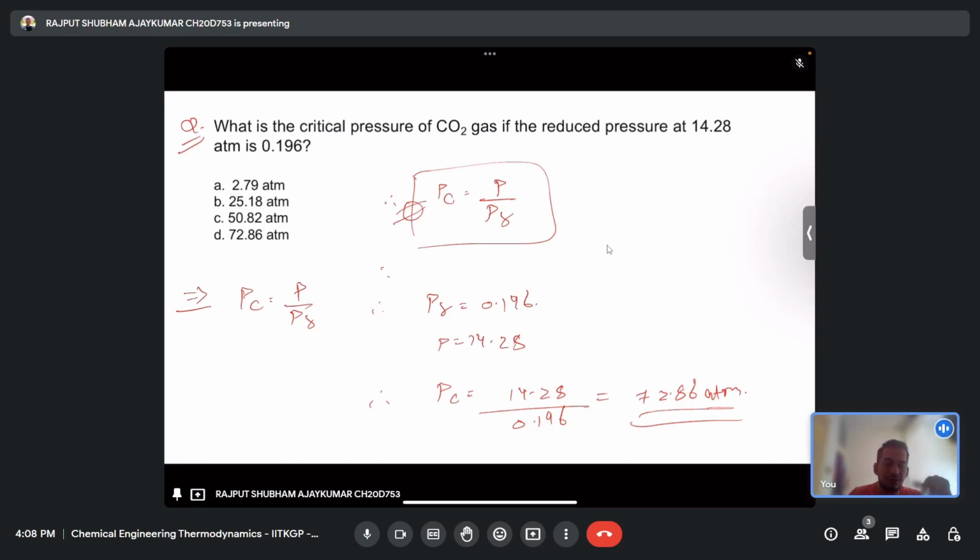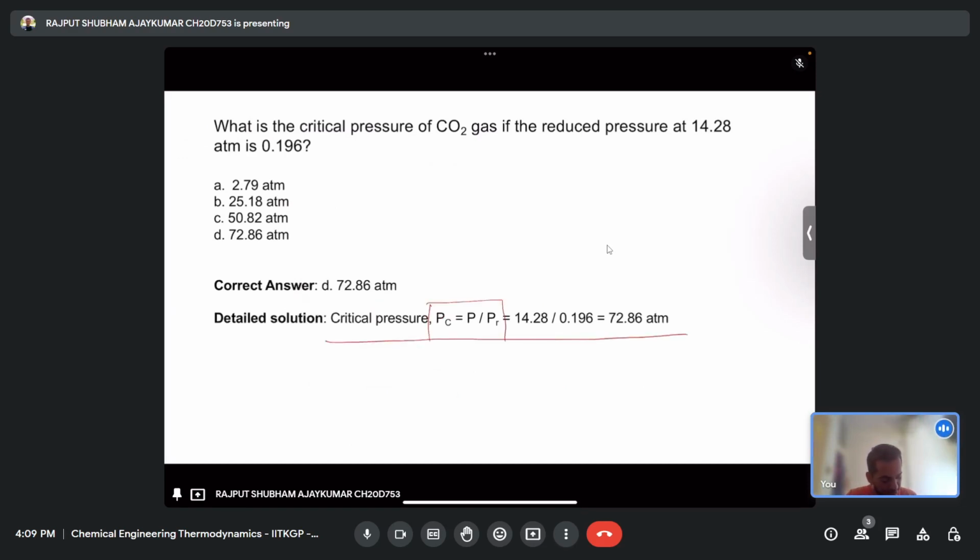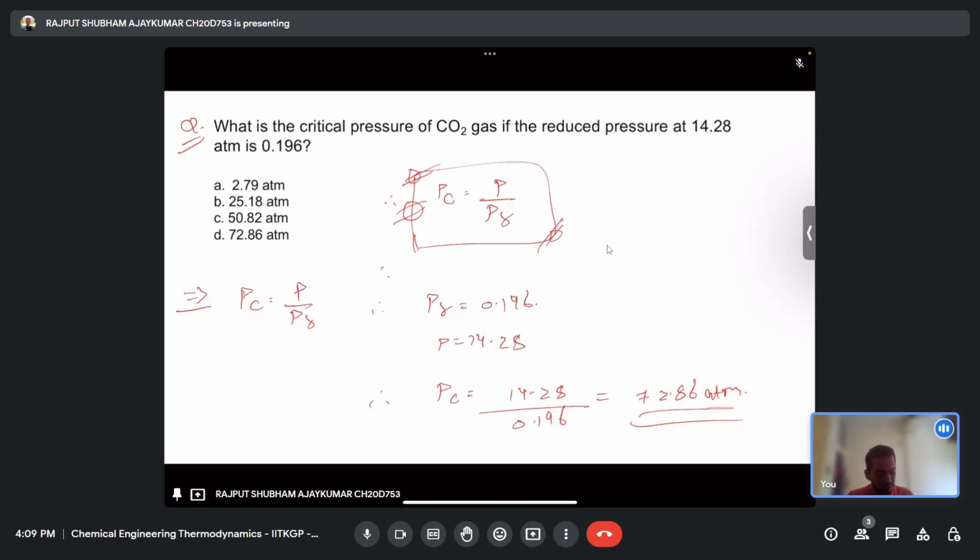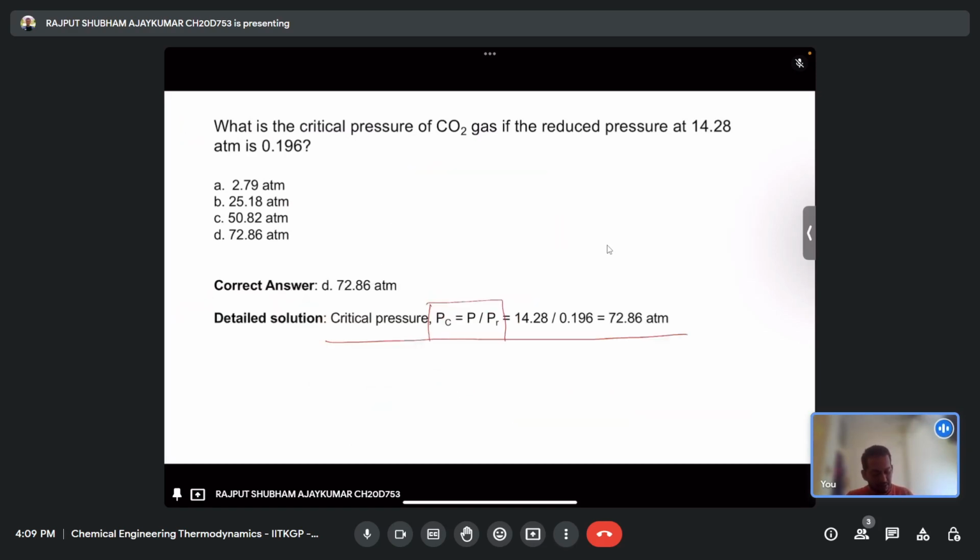Because in that question they will not ask you to calculate critical pressure, they will ask directly for the final answer. Okay, and at that point you don't know how to calculate critical pressure. So that's what I'm showing, how to calculate critical pressure and how it's related to the reduced pressure and the actual pressure. The concept for this has already been shown in the class, so I don't want to just show the concepts. Instead, I will try to solve the numericals. It will be much more interesting to you guys. So like I said, the critical pressure is related to the actual pressure by PC equals P by PR, and the correct answer is D.